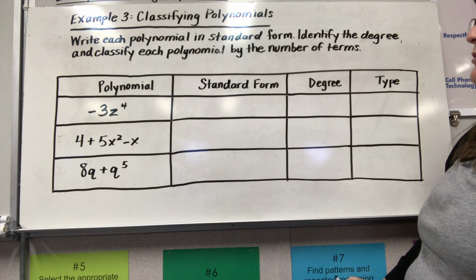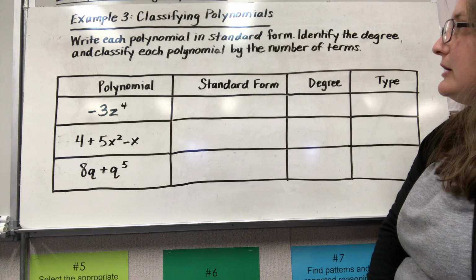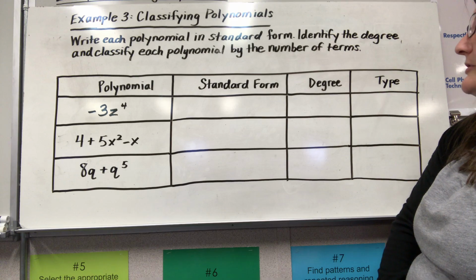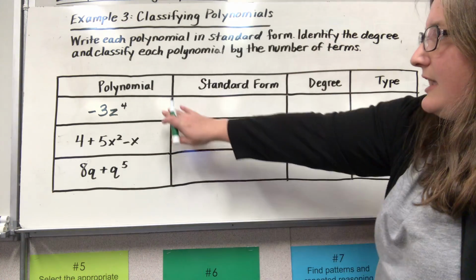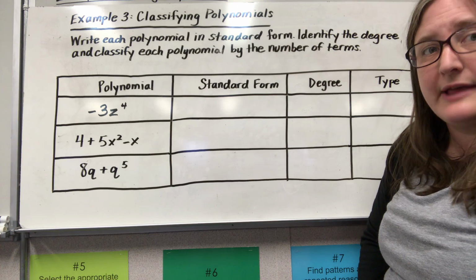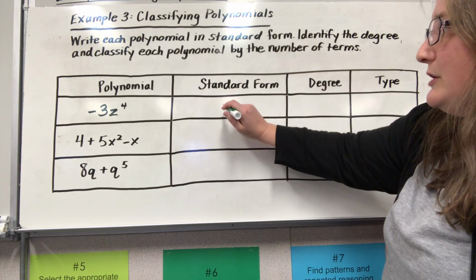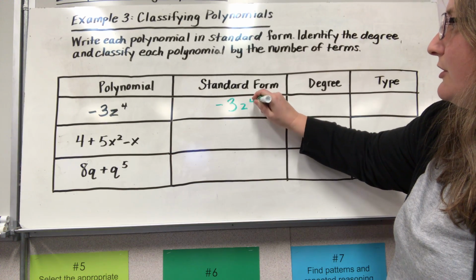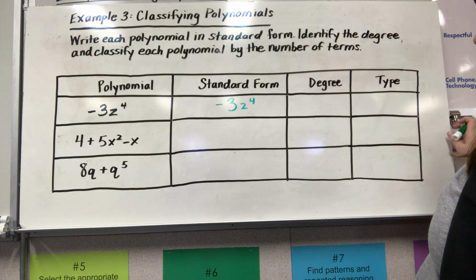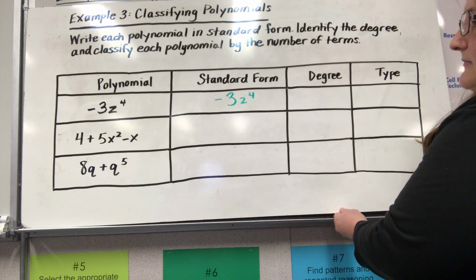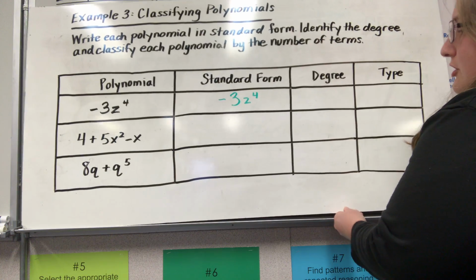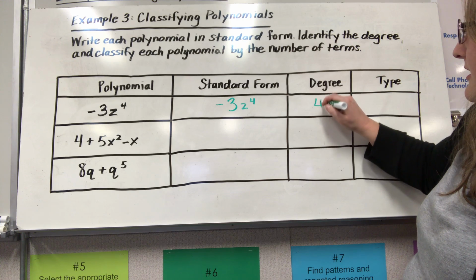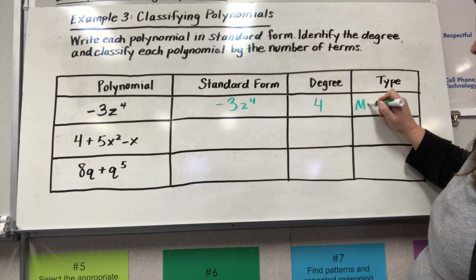Now let's look at taking more polynomials, making sure they're written in standard form, identifying their degree, and classifying the polynomial by the number of terms it has. In this case, this is just a monomial. Monomials count as polynomials, and since it's only one term, it's really already in standard form. It can't be written any simpler than -3 times z to the 4th power. Now, since there is only one term here, it's also easy to find our degree. The largest degree is 4. And since there's only one term, this is called a monomial.